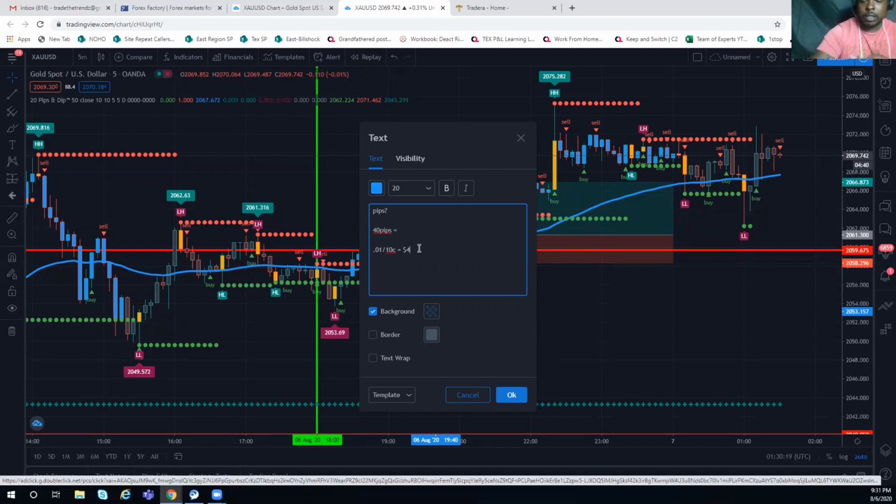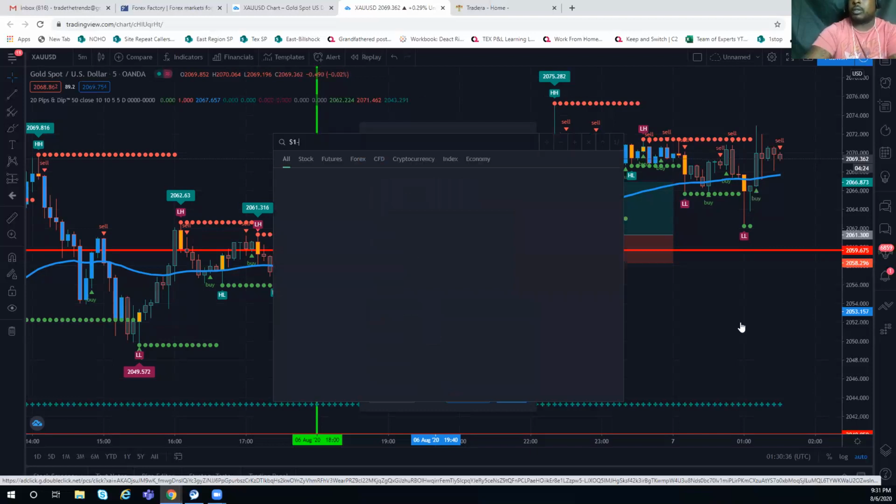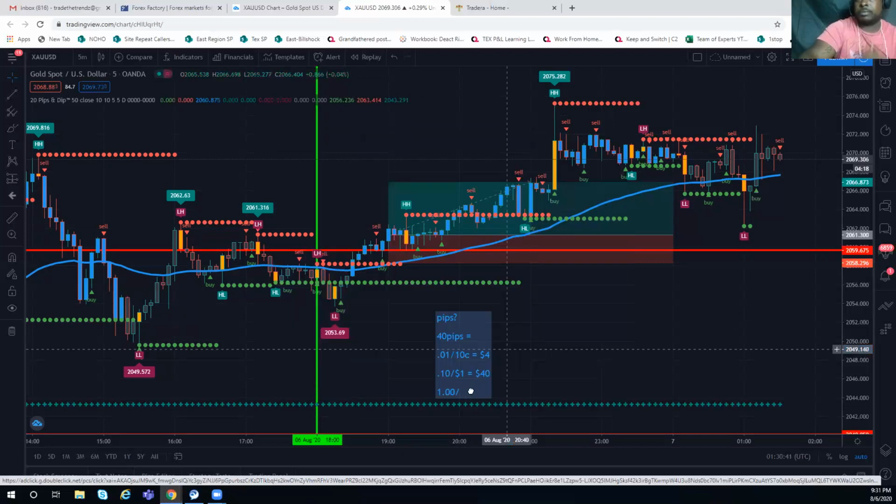Okay. And then at 0.10, which is $1 per pip, you've got $40. Okay. And at 1.00, which is a standard lot, which is $10 per pip. Clicking too much. Bring it back up.